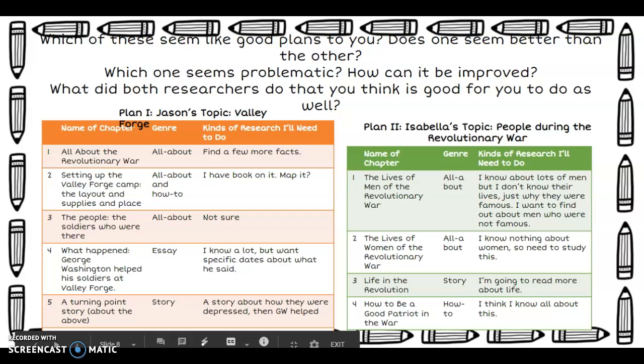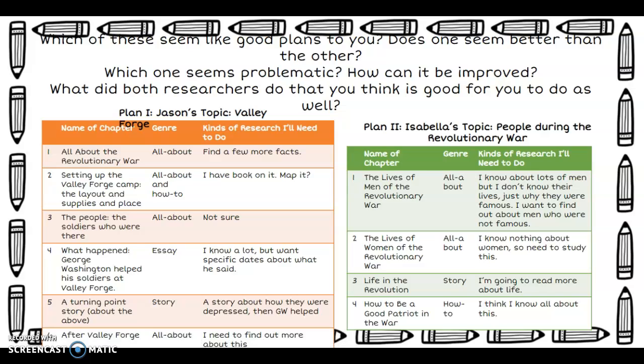Now here are two examples, one of Jason's topic of Valley Forge, and a second idea from Isabella's topic, People During the Revolutionary War. Which of these seem like good plans to you? Does one seem better than the other? Which one seems problematic? How can it be improved?